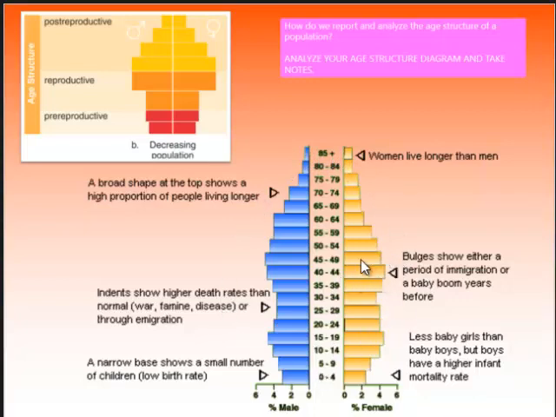Whenever we see a bulge, we know that for this demographic group something was different during this time period. It could have been when they were all the way down here, when they were born. It could have been things such as immigration or a baby boom, anything that was a sudden growth in a country. Whenever we see a big dip, that's usually related to higher death rates, war, disease, or emigration, people leaving a country. We drew a bunch of these in class and analyzed them, but these are the big things you need to know. A broad shape at the top shows that a lot of people are living longer. A narrow base at the bottom shows that we have a low birth rate.